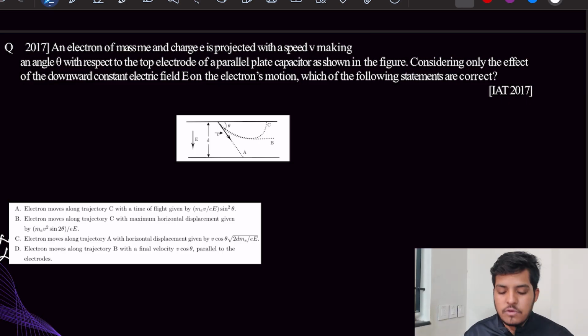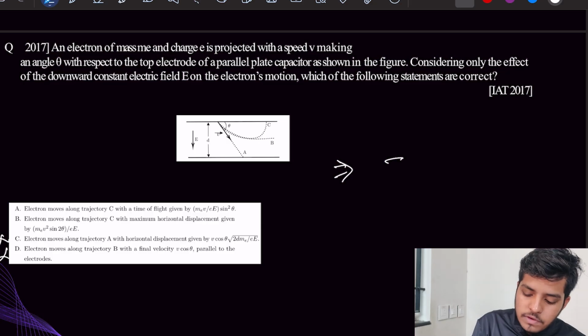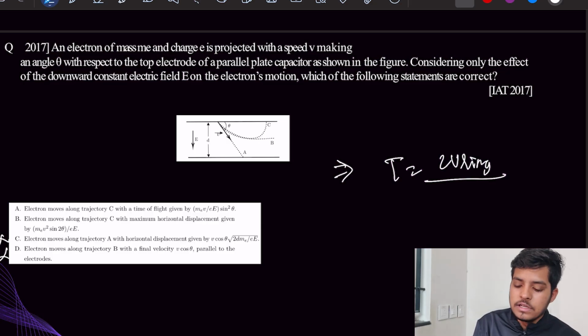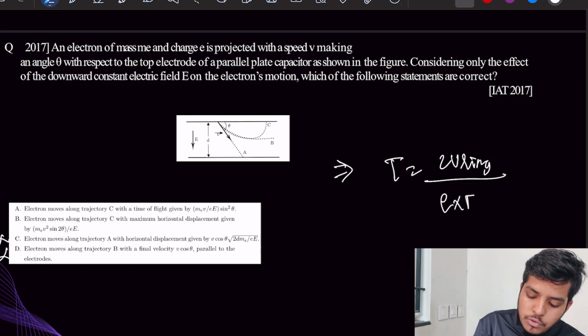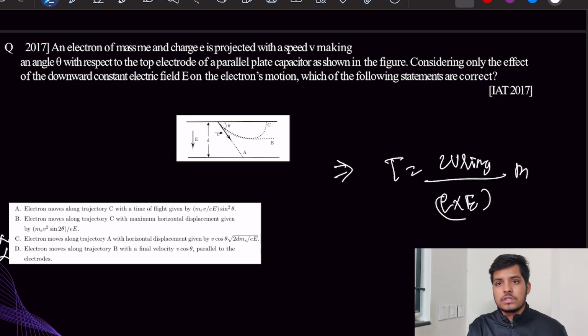Now let's come to the A and B options. We have to find the time of flight. By projectile motion we know that time of flight equals 2v sine theta upon g, where g is the acceleration due to gravity. Here g is qE upon m. So A option is not correct because there is nothing multiplied by 2.